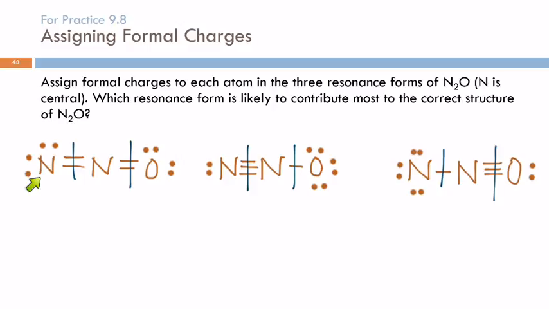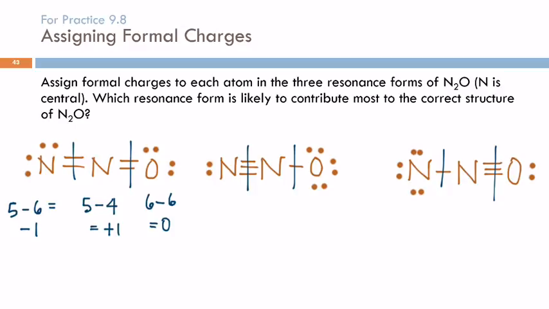So nitrogen atom has 5 valence electrons. How many does it own in this structure? 6. So this has a -1 formal charge. Here's another nitrogen. 5 minus, how many does it own? 4. So that equals +1. And here's the oxygen. Oxygen has 6, and how many does it own in the structure? 6. So that one's 0. So we've got -1, +1, and 0.